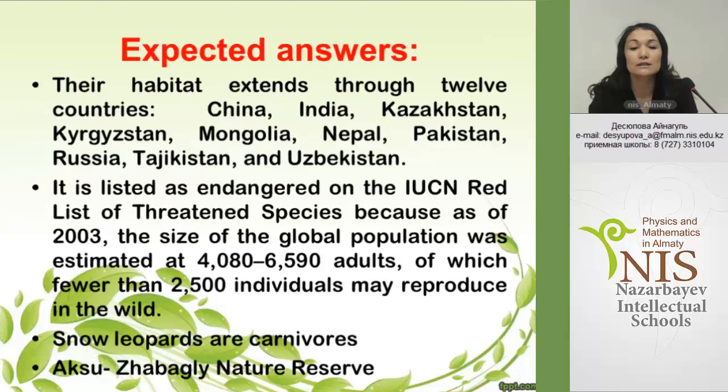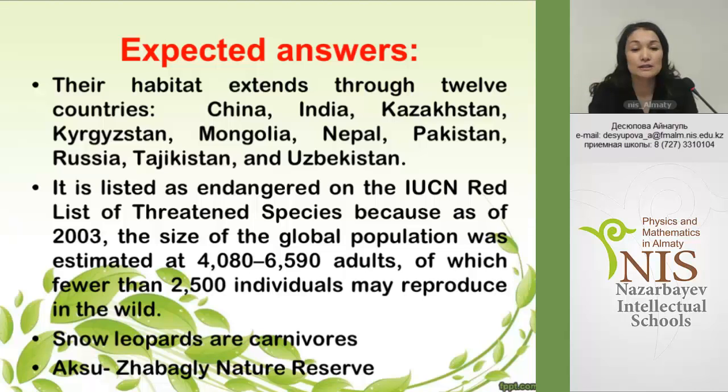So here is the list of expected answers. So, the answer for the first question. Their habitat extends through 12 countries: China, India, Kazakhstan, Kyrgyzstan, Mongolia, Nepal, Pakistan, Russia, Tajikistan, and Uzbekistan. The next question was if the snow leopard is endangered animal or no, and why.